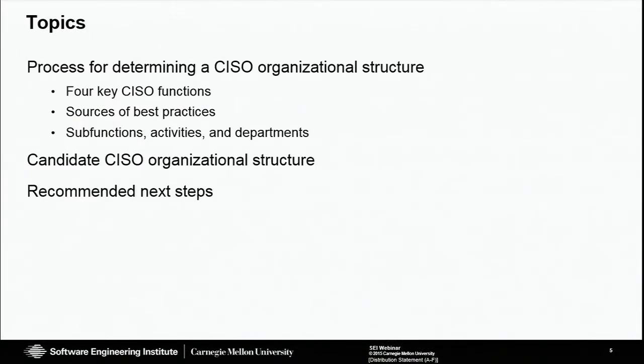So the topics for today are listed here. Nader and I together are going to walk you through the process that we actually used for determining this candidate structure that we're going to discuss with you. Its foundation is 4 key functions that a CISO performs. I'll also talk about the sources that we used to flesh those out into the next level of sub-functions and activities. We'll present a candidate organizational structure. And of course, we would be remiss if we didn't give you some ideas for how to take this work and apply it to your own organization.